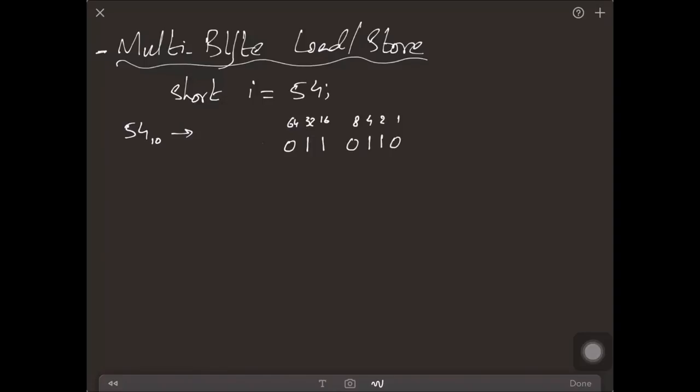So 8 bits, 9, 10, 11, 12, 13, 14, 15, 16. So these are the 16 bits in which 54 is represented. This is the lower byte and this is the upper byte. So let's suppose that here is the memory.